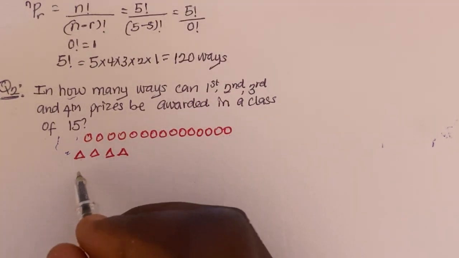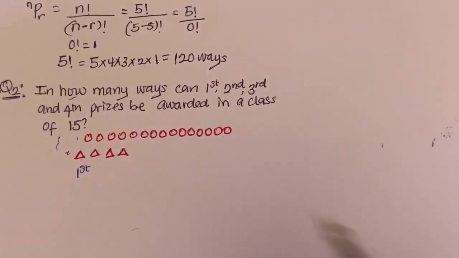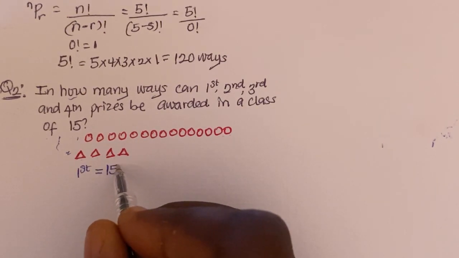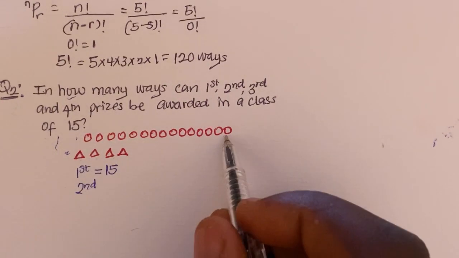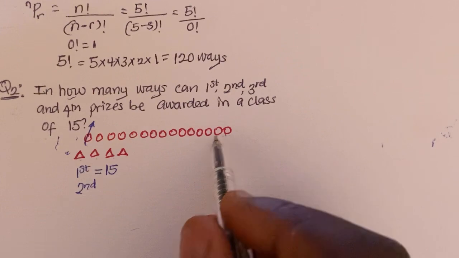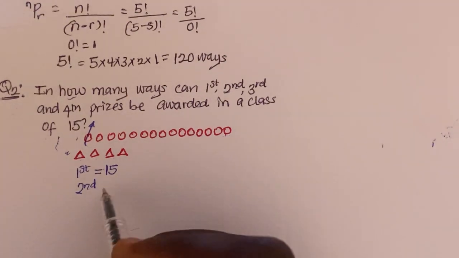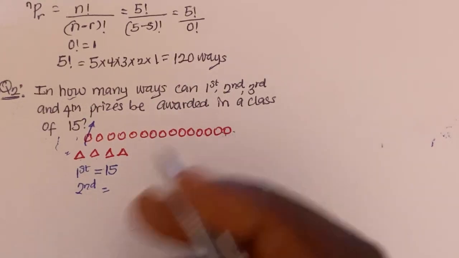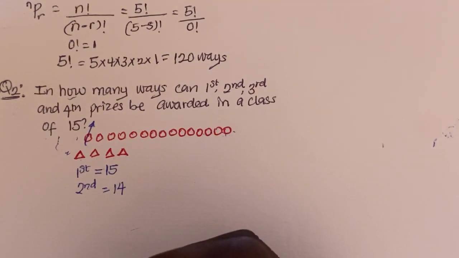The first prize can be awarded to any of the students, and all the students are 15. That means my first prize can be awarded to 15 students. Then what of the second prize? If the first prize is awarded to one student, we are left with 14 students because we've already awarded one of the students the first prize. Now the second prize can be awarded in how many ways? How many students do we have? 1, 2, 3, 4, 5, 6, 7, 8, 9, 10, 11, 12, 13, 14. There are actually 14 students. That means the second prize can be awarded in 14 ways.